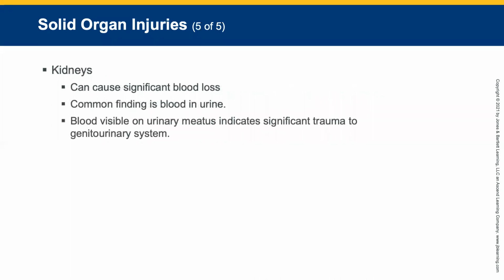The kidneys can also be impacted by penetrating trauma. They can cause significant amounts of blood. A common finding is blood in the urine, which I hope nobody's had, but blood visible on inspection of the urine indicates significant trauma to the genitourinary system.